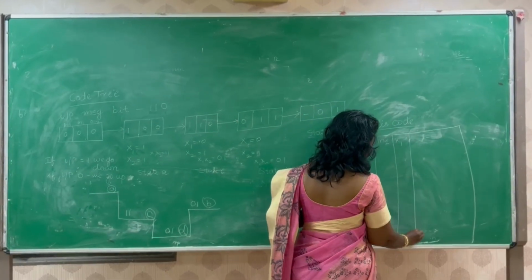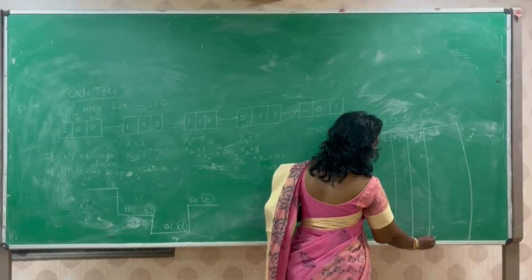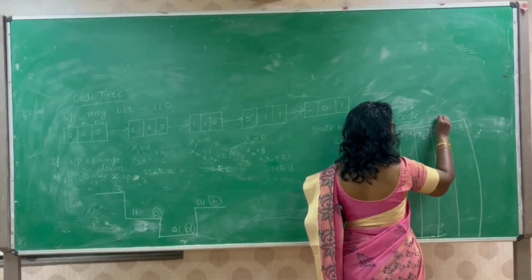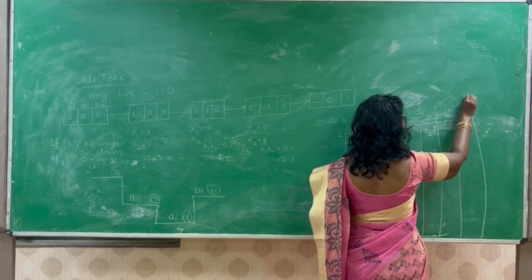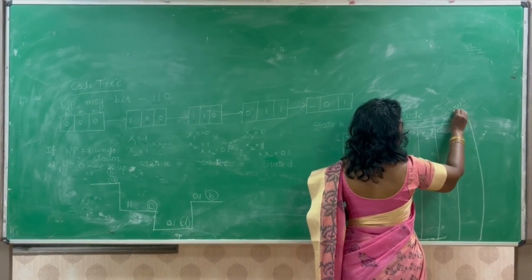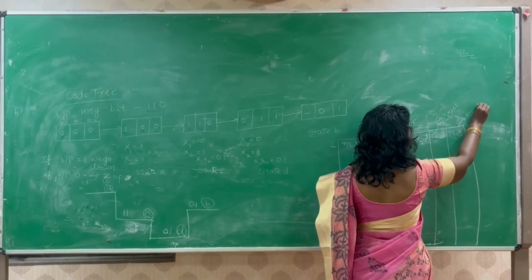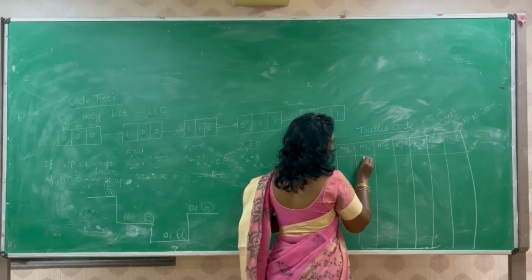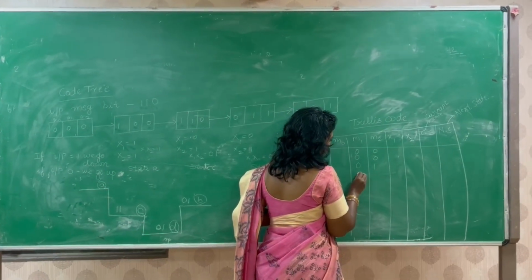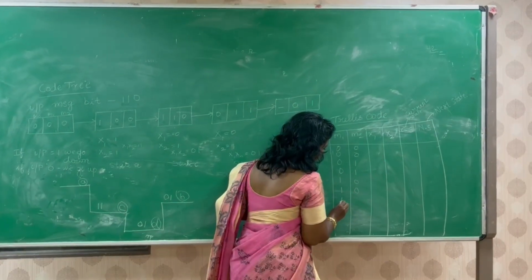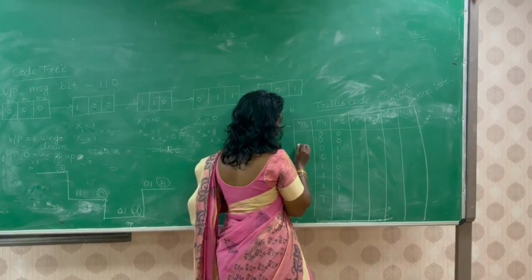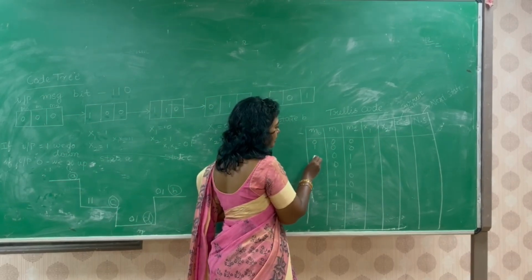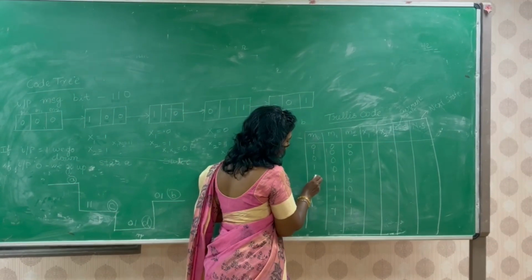X1, X2, current state, next state. This is the current state. And this is the next state. So here, we can have the input bits to be either 0 or 1. So let us consider both conditions for the various states.